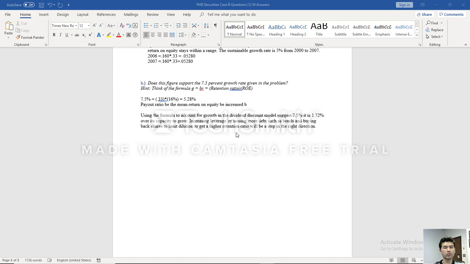So this question is asking whether this figure of 7.5% growth rate supports what was calculated from 2005 to 2007, and the answer is no. It's overcapacity by 1.72%. Therefore, the things that they can do in order to increase their growth rate is by increasing the leverage by issuing more debt, which increases your return on equity, or increasing your retention ratio by buying back more shares. And that's one of the things that can get them in a better direction.